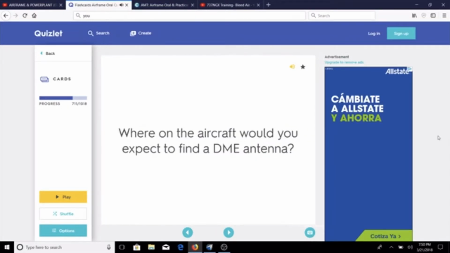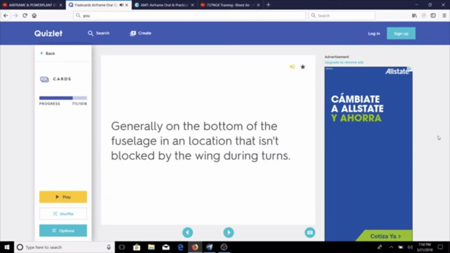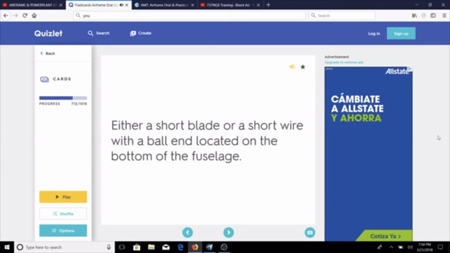Where on the aircraft would you expect to find a DME antenna? Generally on the bottom of the fuselage in a location that isn't blocked by the wing during turns. Describe the shape and location of a transponder antenna. Either a short blade or a short wire with a ball end located on the bottom of the fuselage.